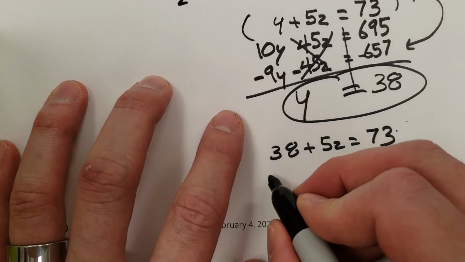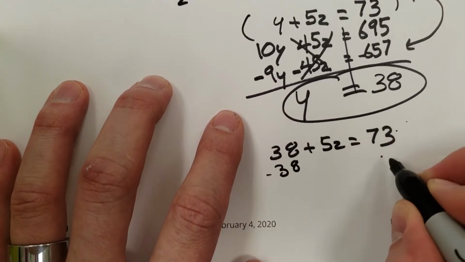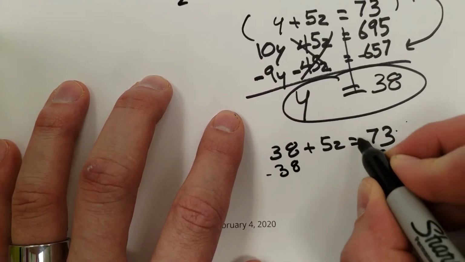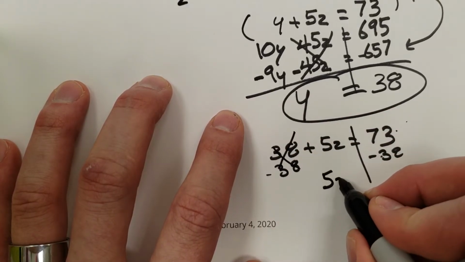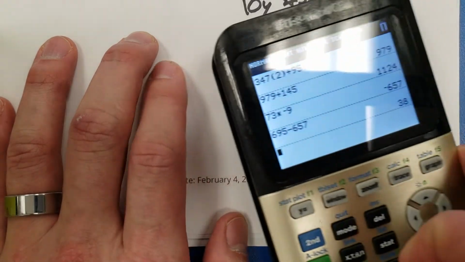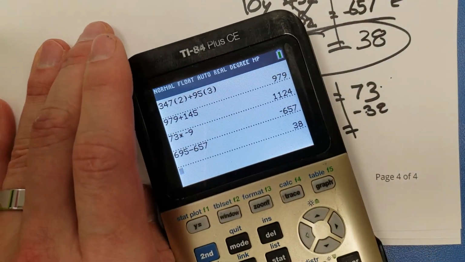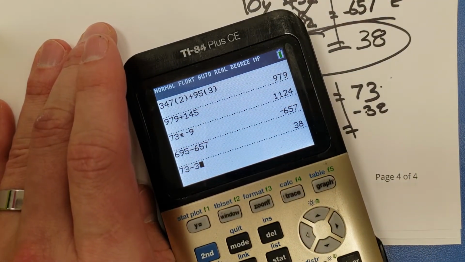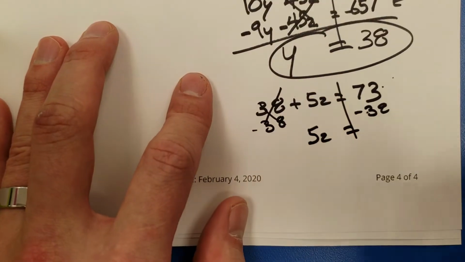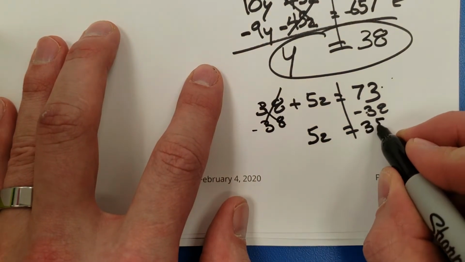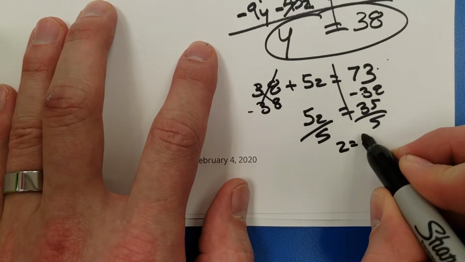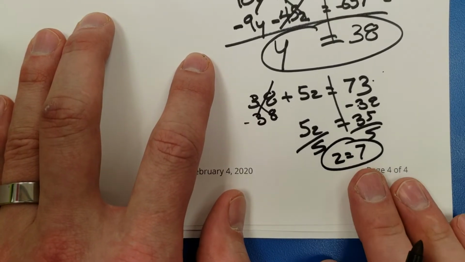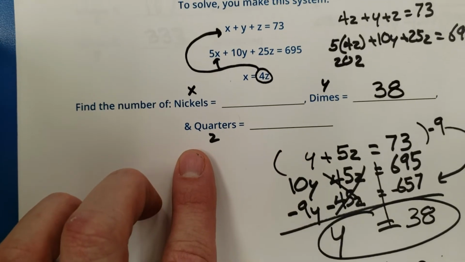Let's solve this thing. Minus 38. Minus 38. So better do the same thing to both sides. Cancel. 5z equals a number. Oh, please be divisible by 5. This is going to be awkward if it's not. All right, 35. 5, 5. z is going to be a 7. Okay, so z is 7, and z was the number of quarters.